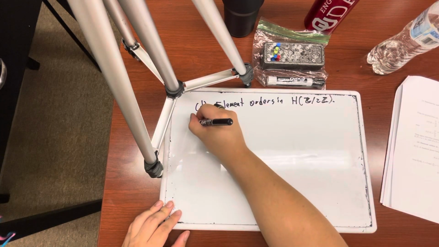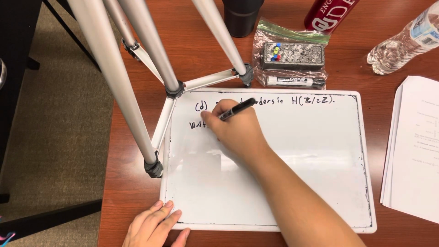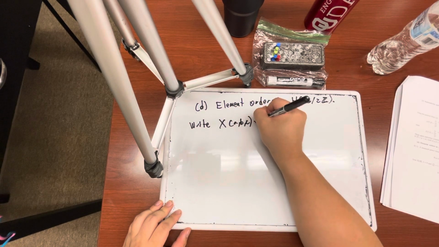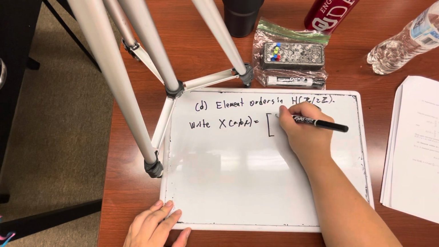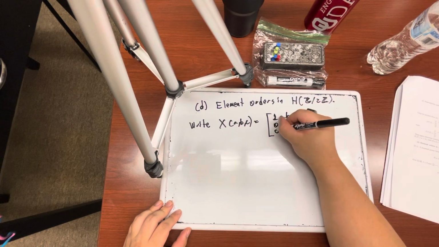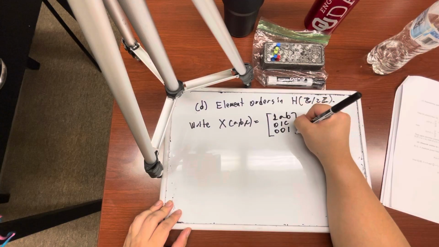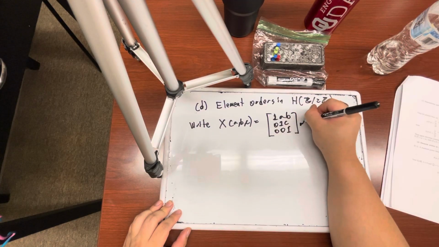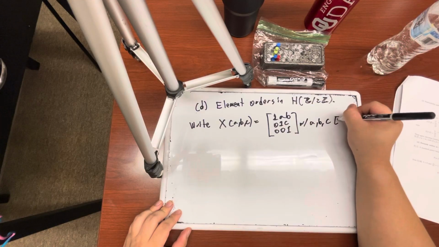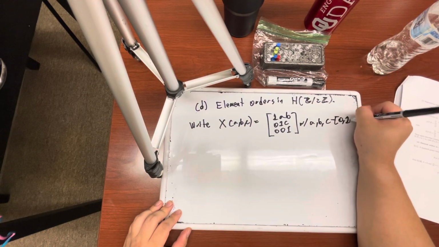So let's write x with parameters a, b, c, which is equal to the matrix 1, a, b, 0, 1, c, 0, 0, 1, with a, b, c in the set {0, 1}.